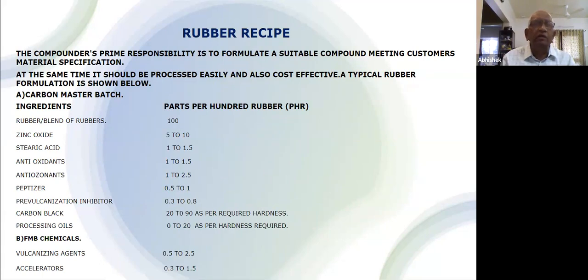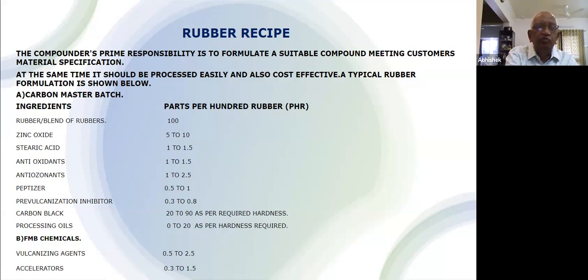Basically, as I told you in the beginning, the compound contains rubber as the base, and the recipe I have given in general is based on parts per 100 of rubber. That means when you want to make any composition, 100 is fixed. 100 could be parts by weight or whatever it is. Zinc oxide is generally added in the ratio 5 to 10. Stearic acid about 1 to 1.5. Antioxidants 1 to 1.5. Anti-ozonants, I am just giving the rough recipe, 1 to 2.5. Peptizers are about 0.5 to 1.